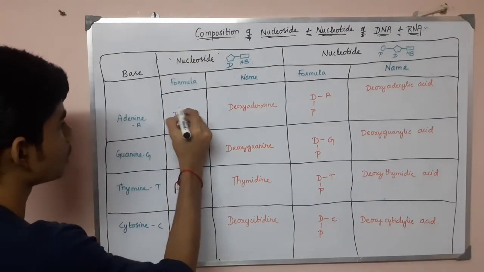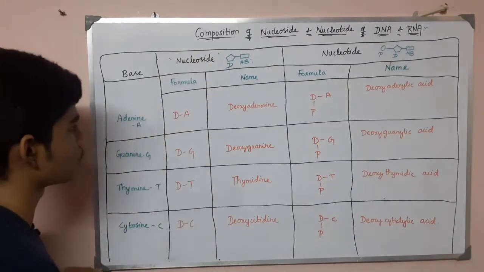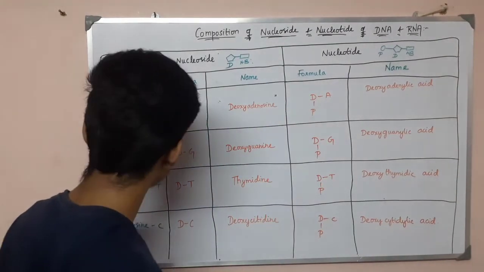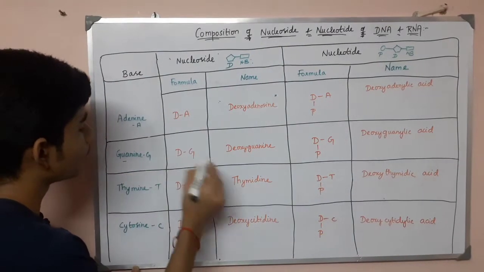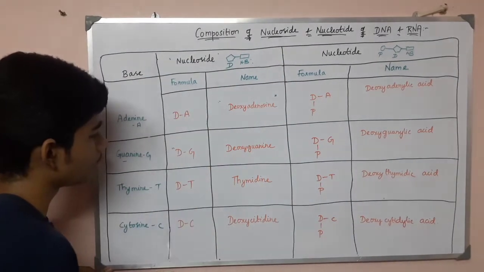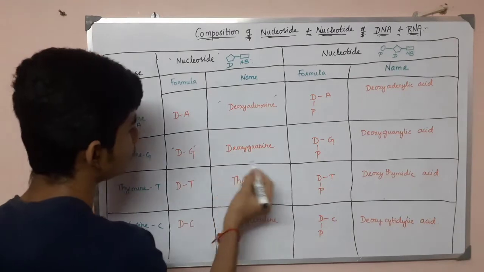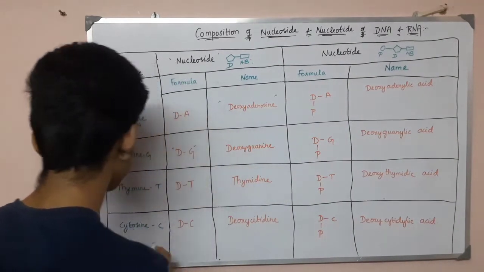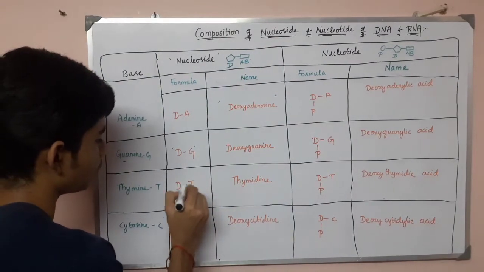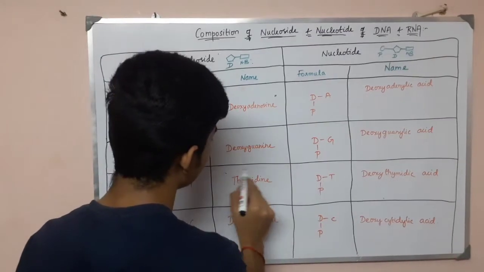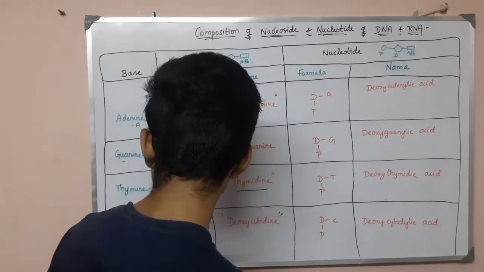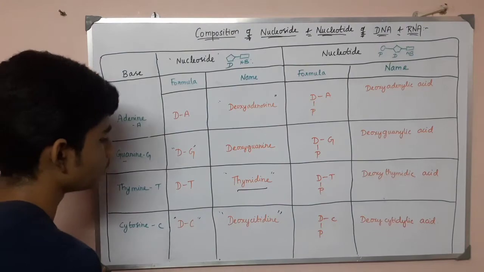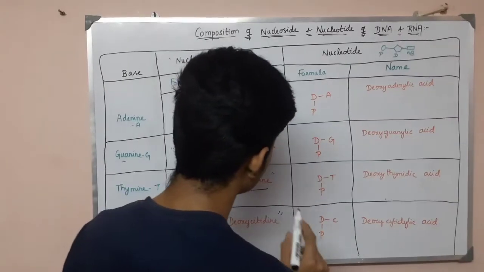D means deoxyribose sugar, A means adenine, the nitrogen base, and its name will be deoxyadenosine. Deoxyribose sugar and guanine will be deoxyguanosine. The combination of thymine and deoxyribose sugar will be thymidine. And the combination of deoxyribose sugar and cytosine will be deoxycytidine.